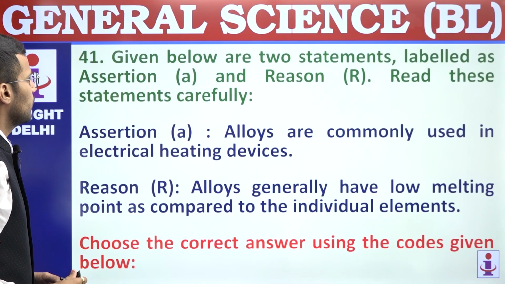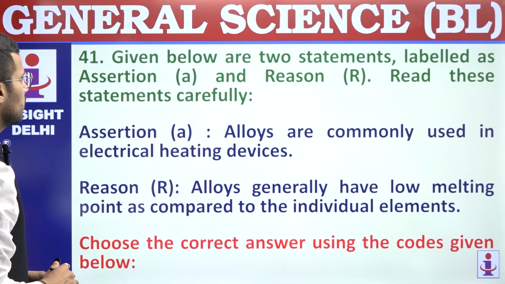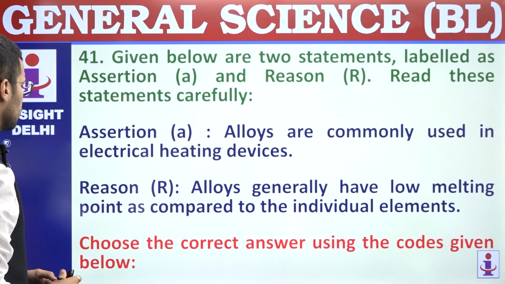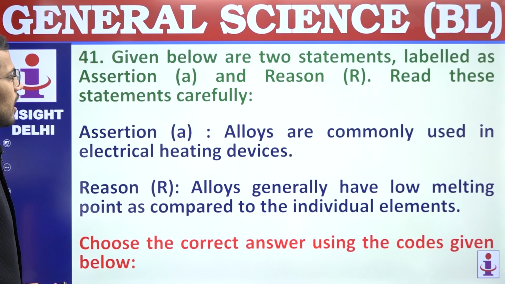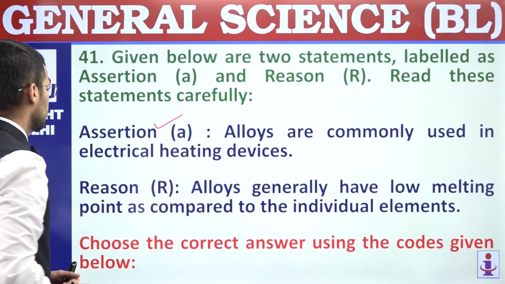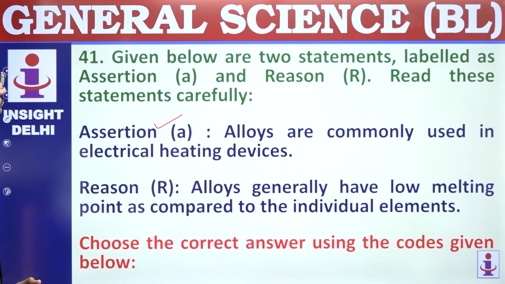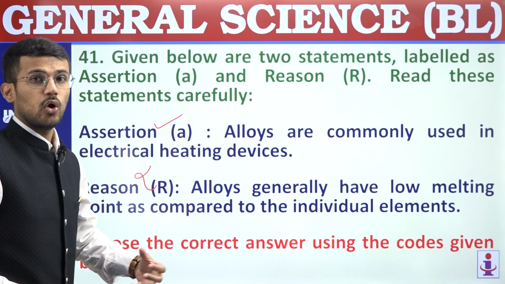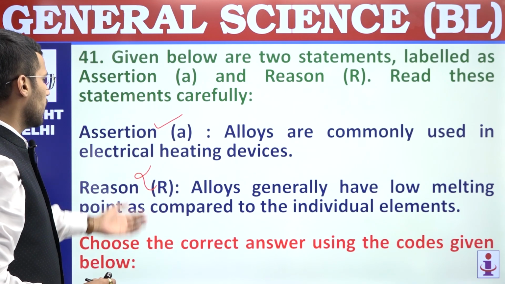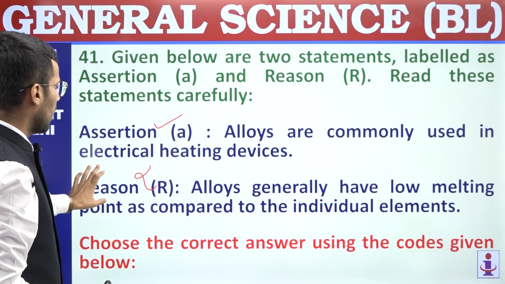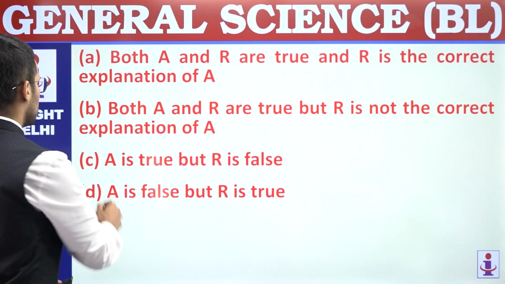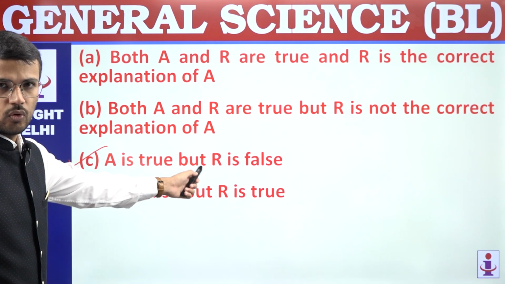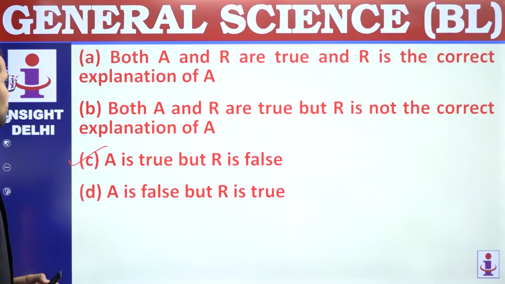Next, 41. Given below are two statements labeled as assertion and reason. Read these statements carefully. So, assertion. Alloys are commonly used in electrical heating devices, right? So, correct statement. Reason. Alloys generally have low melting point as compared to the individual elements. This is incorrect reason or statement because alloys, they do not melt even at higher temperature, and that's why R is incorrect. A is correct, R is incorrect. So answer is C. A is true but R is false. So question number 41, answer is C.